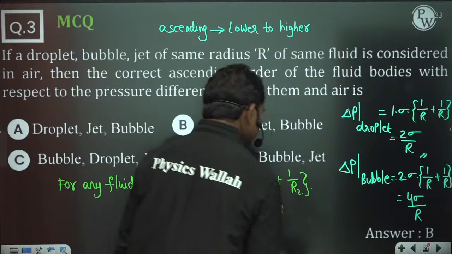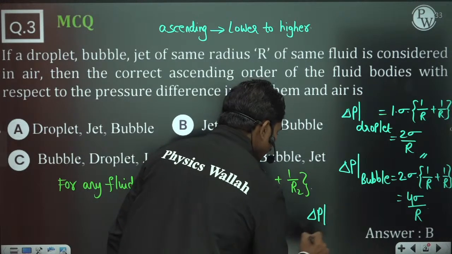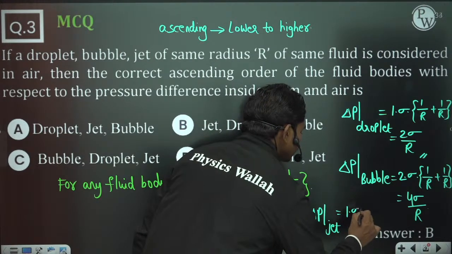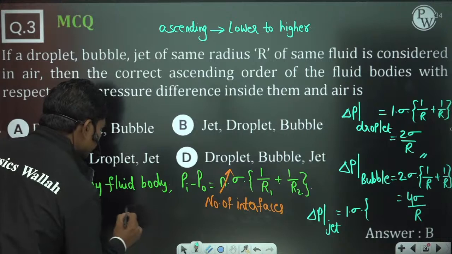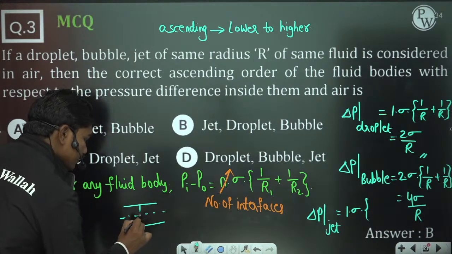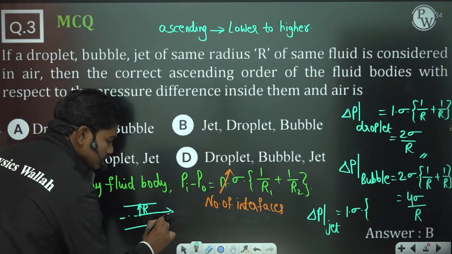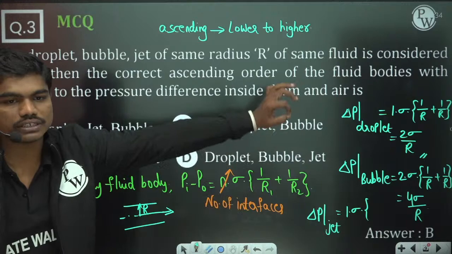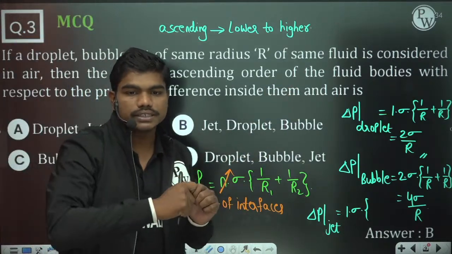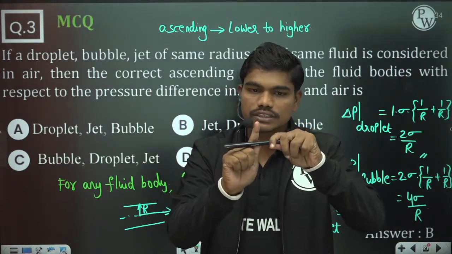Now if you take the jet, delta P of the jet, the jet also has only one active surface, because inside the jet again there is fluid. So 1 into sigma into, now if you take a jet, let us suppose this is the axis of the jet, and here you have the radius r. In this direction, if you measure the radius, can you tell me what is the radius of the jet along the length of the jet?